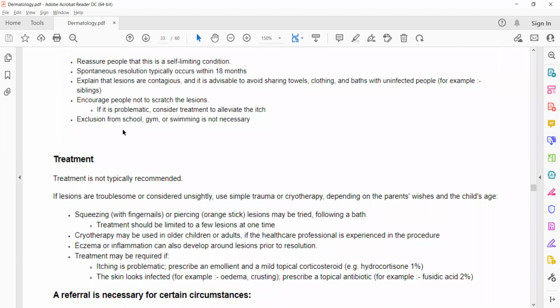Remember that for someone with molluscum contagiosum, exclusion from school, gym, or swimming is not necessary. Reassurance is all that is required because it's a self-limiting condition, and the only advice you will give to a patient with molluscum contagiosum is that he should avoid sharing towels, clothing, and bath with siblings.